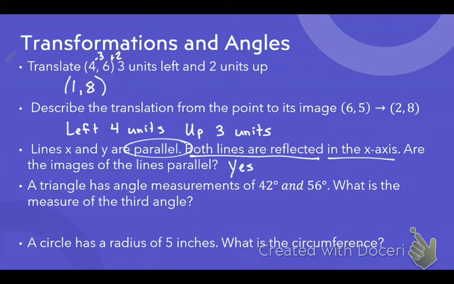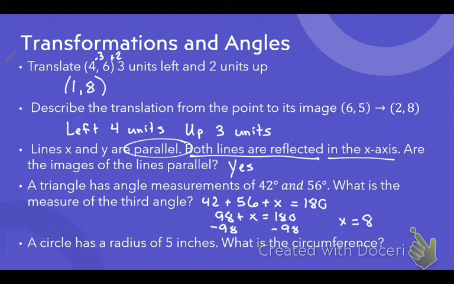Okay, a triangle has angle measurements of 42 and 56. What is the measure of the third angle? So I know 42 and I know 56, but I don't know my third angle. All right, so 42 plus 56 plus x. What is the sum of the angle measurements of a triangle? You're going to have to know it, 180. All right, so 42 plus 56 is 98 plus x equals 180. Subtract 98 from both sides, and x equals 82 degrees.